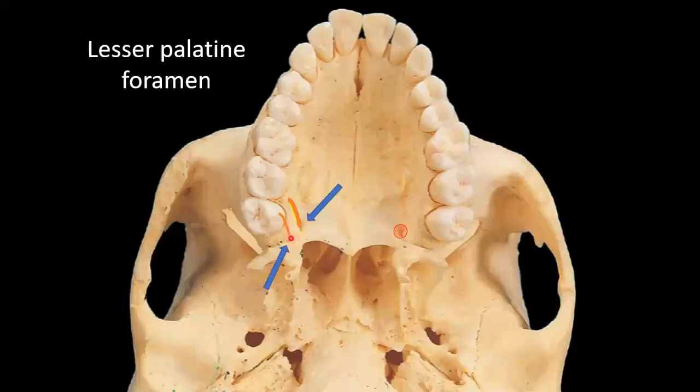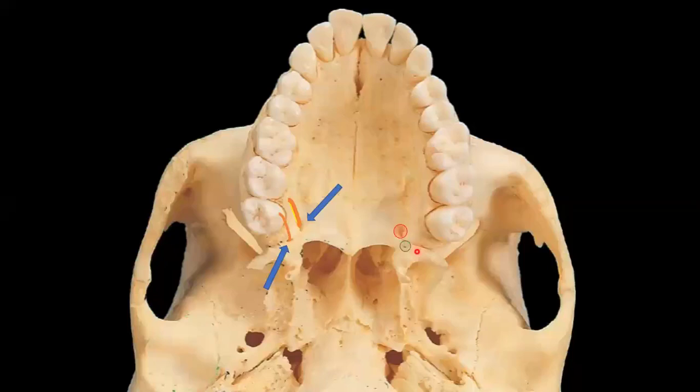So this is the lesser palatine foramen. There may be 2 or 3, or there may be a single one also. So here in this specimen, we can see a single lesser palatine foramen.